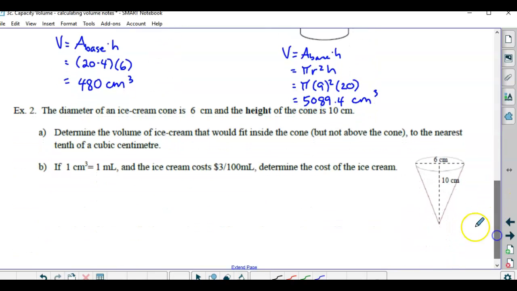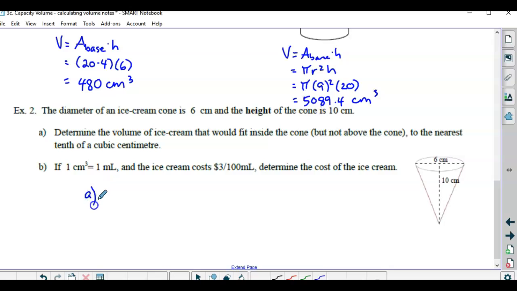Okay, now this is an application question. It says the diameter of an ice cream cone is 6 centimeters. So there's the cone, that's the diameter, and the height of the cone is 10 centimeters. Determine the volume of ice cream that would fit inside the cone, but not above it. So say you squished your ice cream in, or it melted. Or if you go to the grocery store and buy from the freezer section, I think it's called a drumstick. It has all the ice cream and some chocolate, nuts and stuff all in. It doesn't actually have ice cream above the top. So we want to figure out what the volume is.